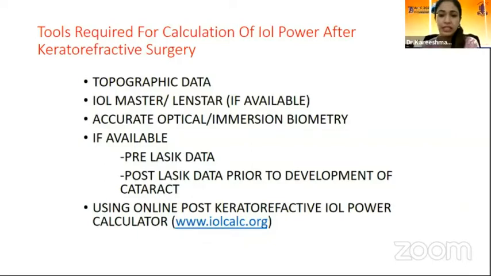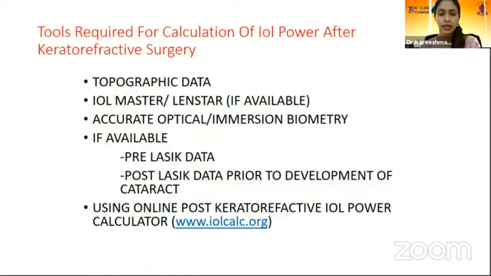If available, pre-LASIK data is best to have. So being a refractive surgeon, what I do for all my LASIK patients is I give them an entire file with their pre-LASIK IOL Master as well as their pre-LASIK topography fed into one sheet. And a year after the LASIK, when they come for a regular follow-up, I do the entire workup again, which includes the topography and an optical biometry, and I feed in all that data into a separate sheet and again give it to the patient as their post-LASIK data. This is the post-LASIK data which is stable after 1 year of surgery and prior to the development of cataract.